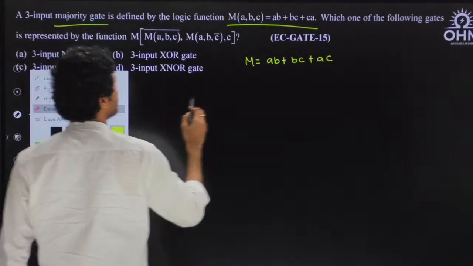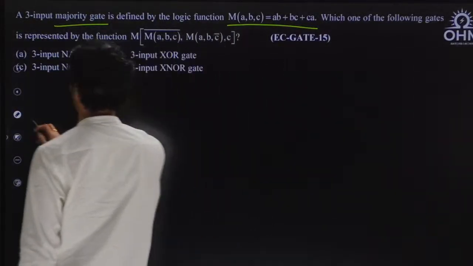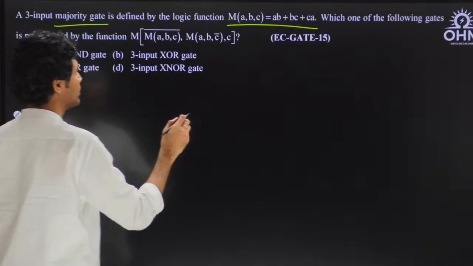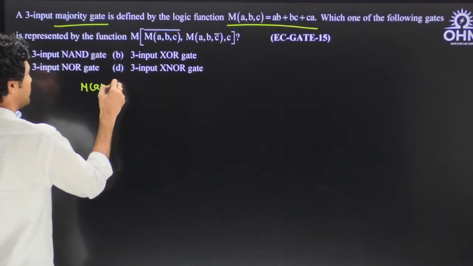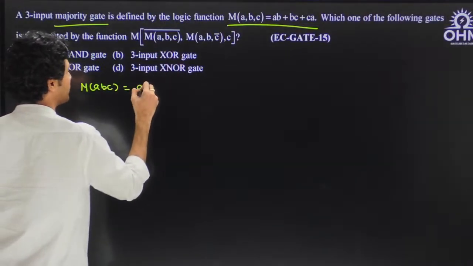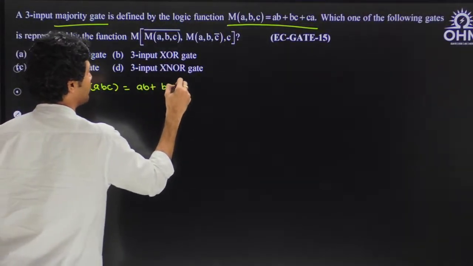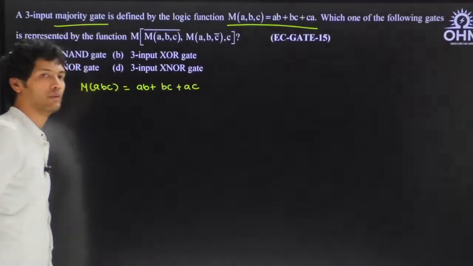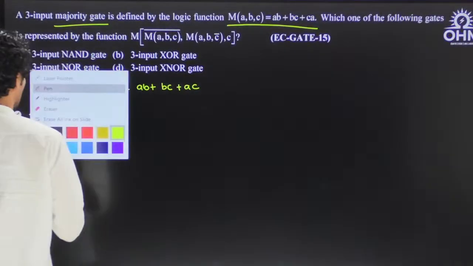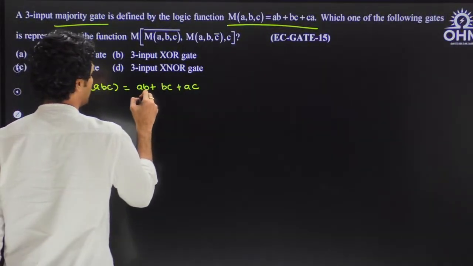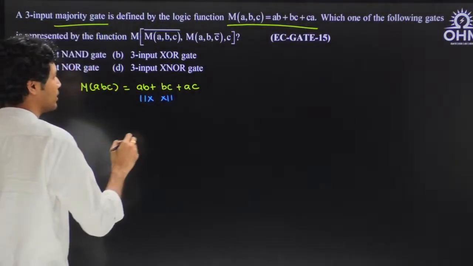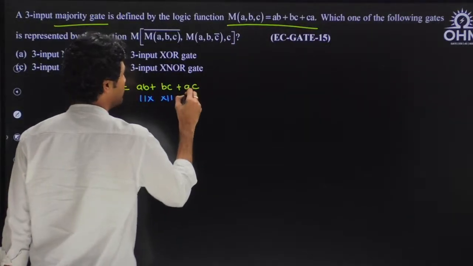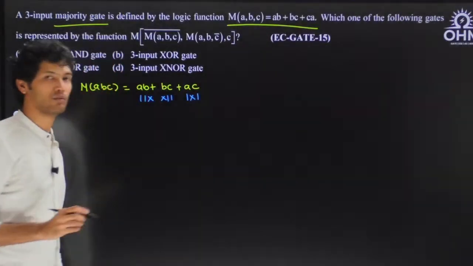So basically this is M of ABC. Convert everything in terms of minterms, and this problem becomes very easy for you. M of ABC becomes, as per this expression, AB plus BC plus AC. In terms of minterms, what is this function now? This is basically 1, 1, x, 1, 1. I am taking ABC order here, please notice. A is there, B is not there, C is there: 1, x, 1.